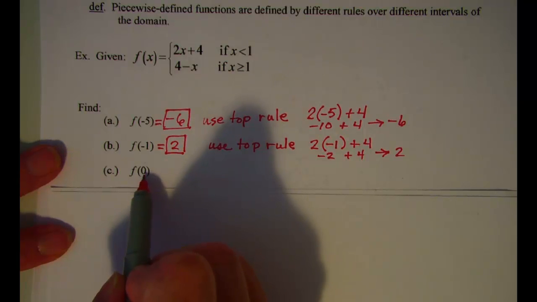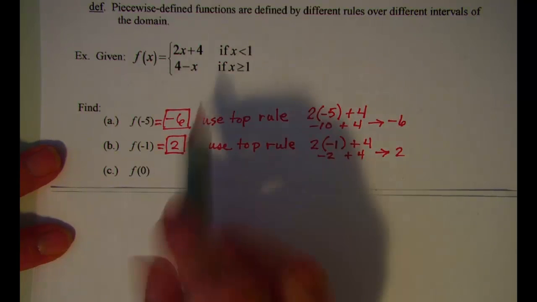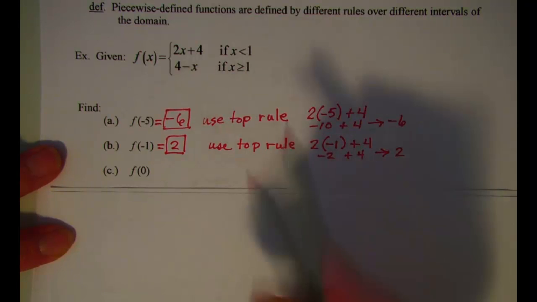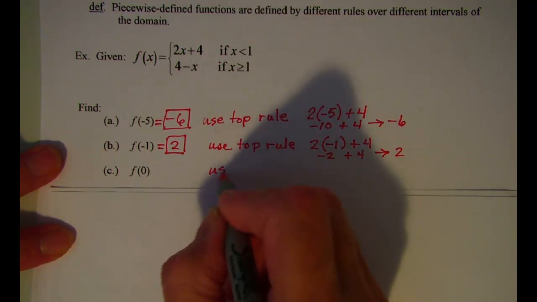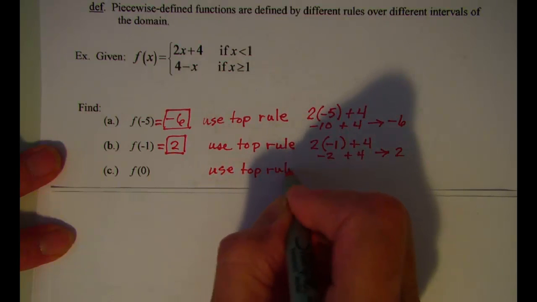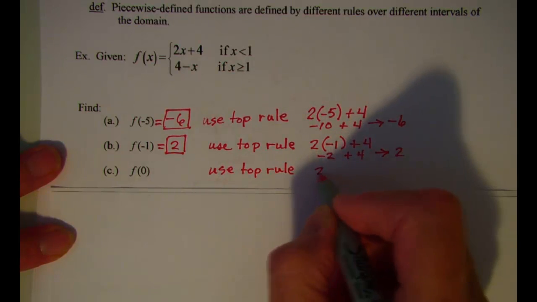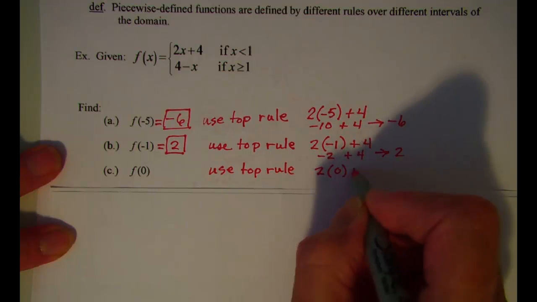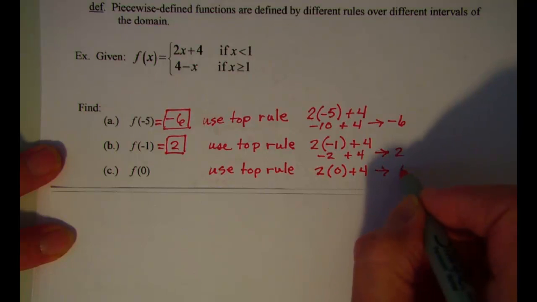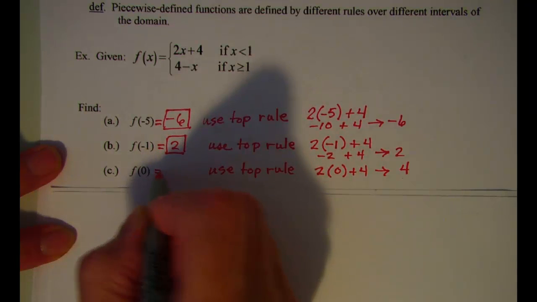This time x is 0. 0 is still to the left of 1 on the number line. 0 is still less than 1. So I'm still going to use the top rule. And I have 2 times 0 plus 4, which is 4. F of 0 equals 4.